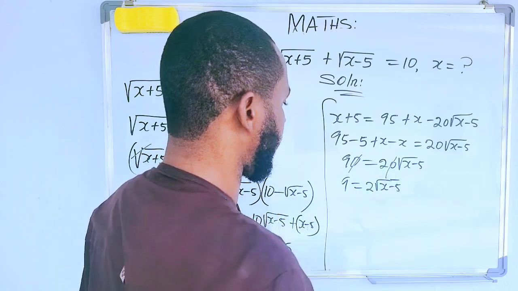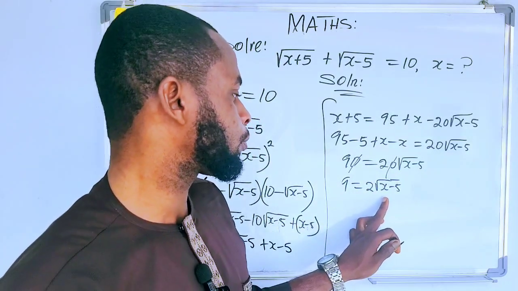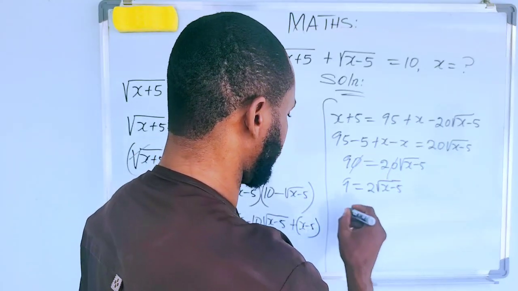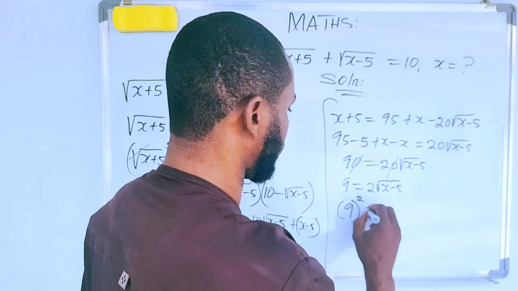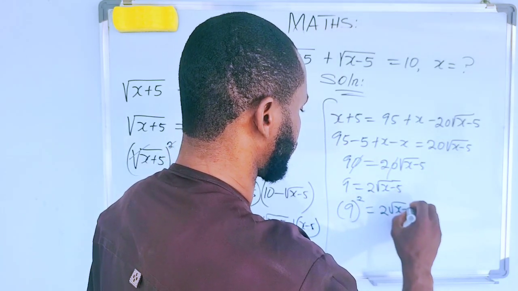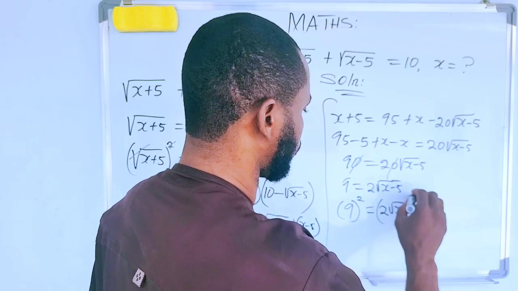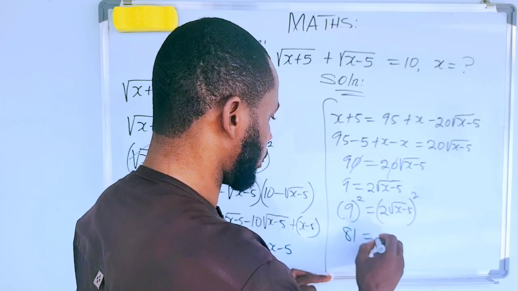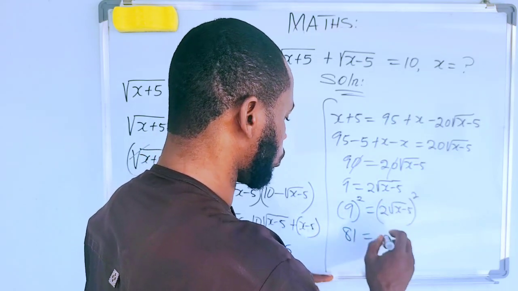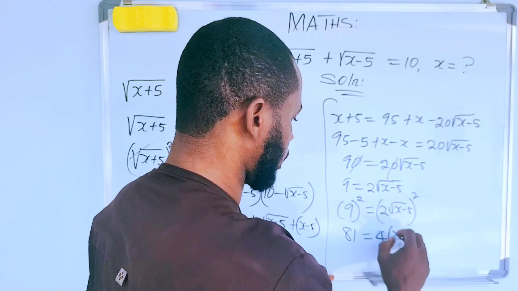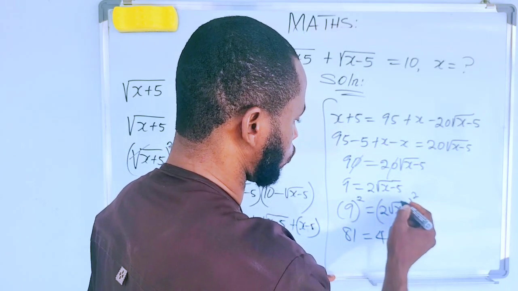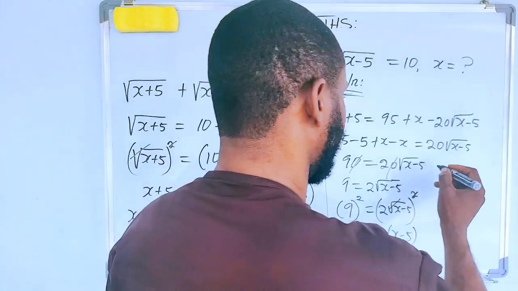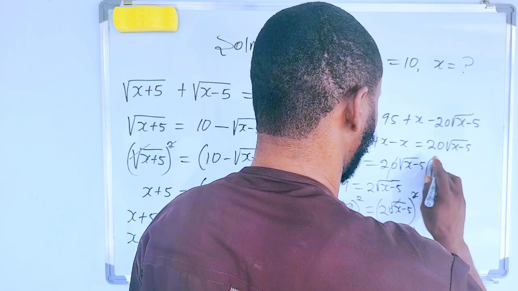Now we are going to square both sides of this equation once again, and we are going to have here 9 all squared equals 2 square root of x minus 5 all squared. And here 9 squared, that will give us 81, equals 2 squared, which gives us 4, then this will give us x minus 5, because the square root will cancel out this square here.